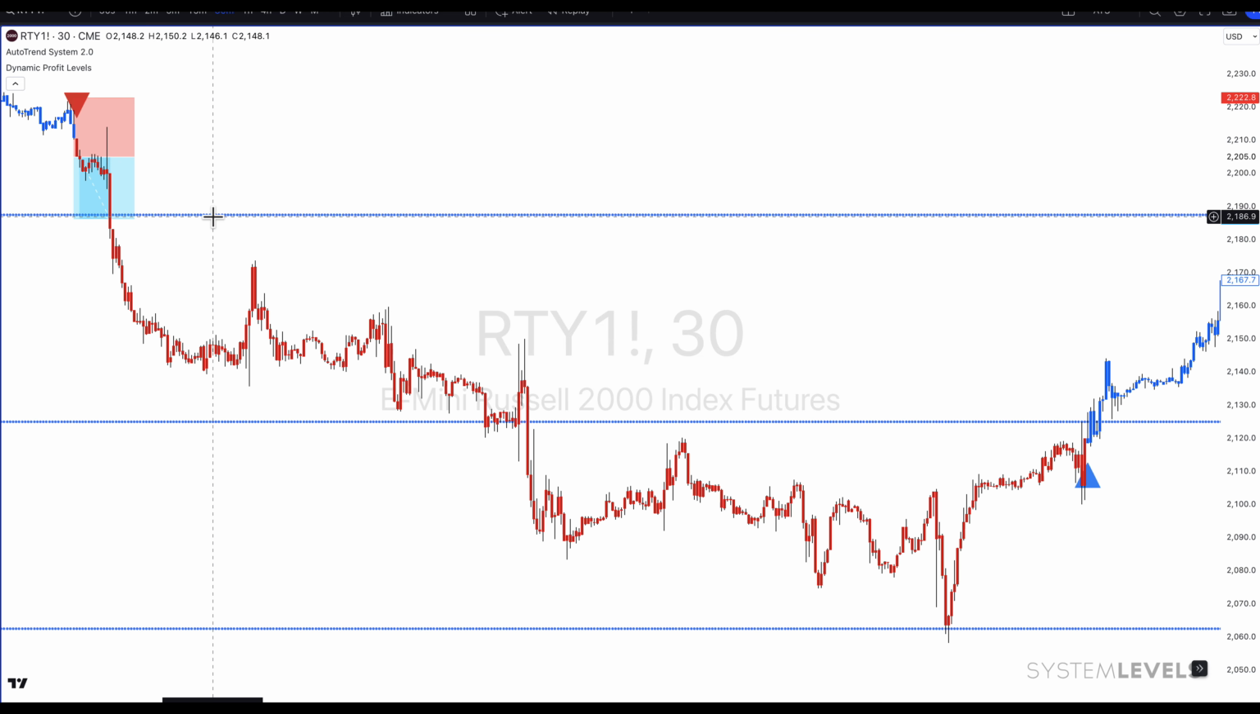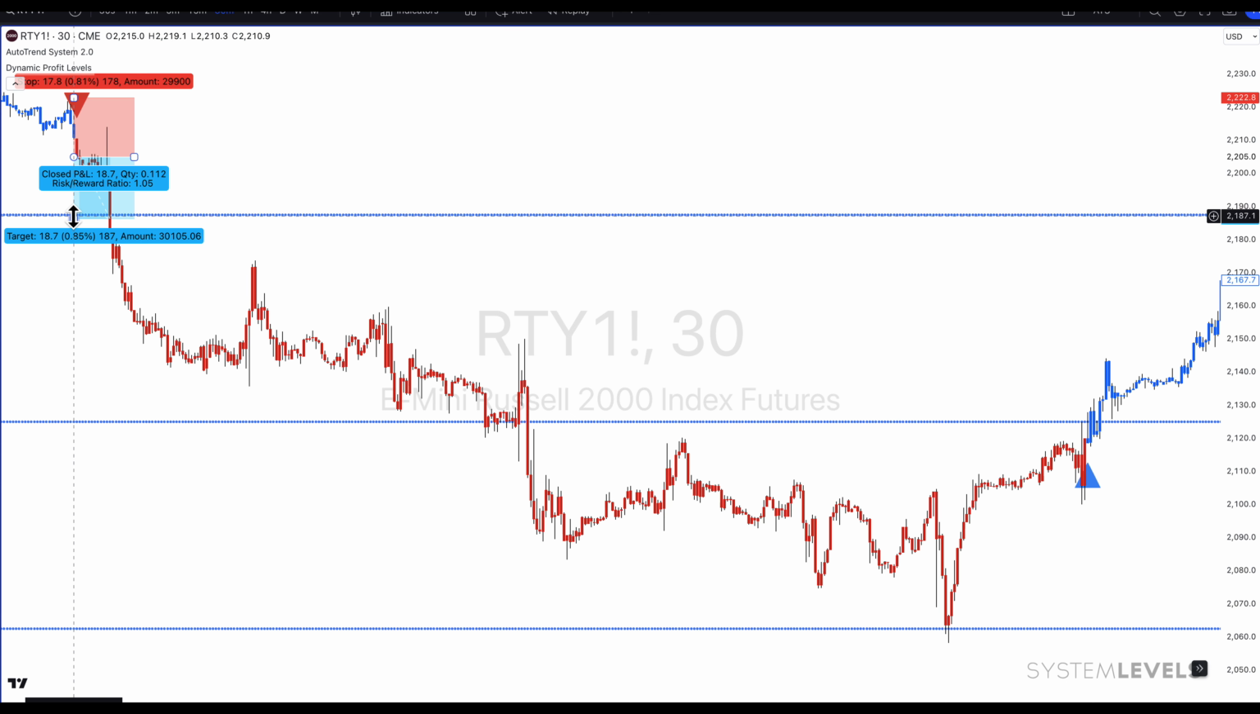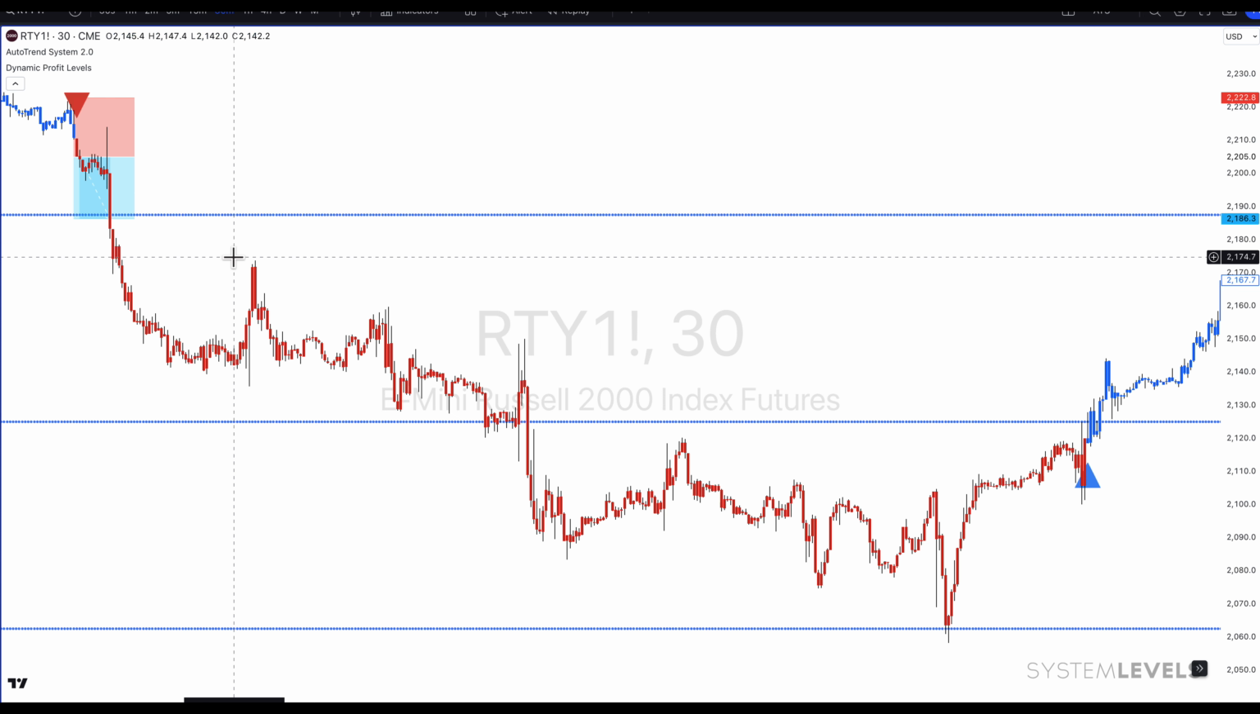I use the dynamic profit levels as my profit targets. These are these horizontal blue dotted lines that you see on the chart. These are automatically added to my chart. They're basically calculated using the recent volatility of whatever market and time frame you have open on your platform. So in this case, personally, I like to scale in fourths of my position.